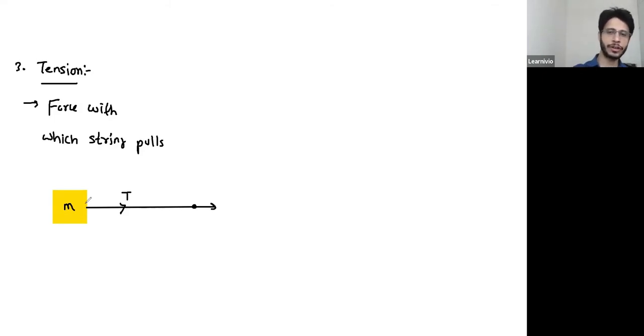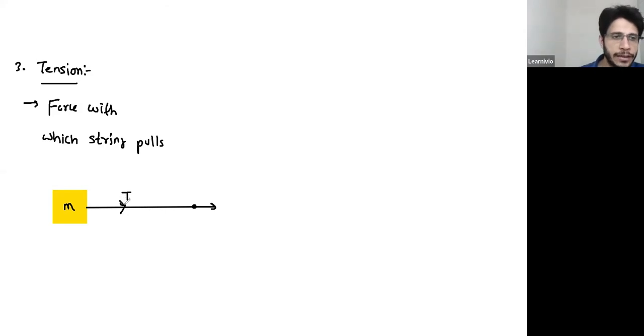Like if I take this string. So this is a string. When I say string, it's rope, thread, wire, everything is string. I connected a mass through this string. If I pull the string, then this mass gets moved with the string. So the force which this string exerts over the mass is known as tension. Like this one, this is the board. The string is pulling the board. The force which the string is applying to the board is known as tension.